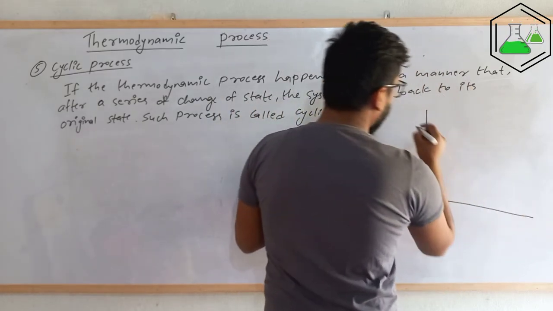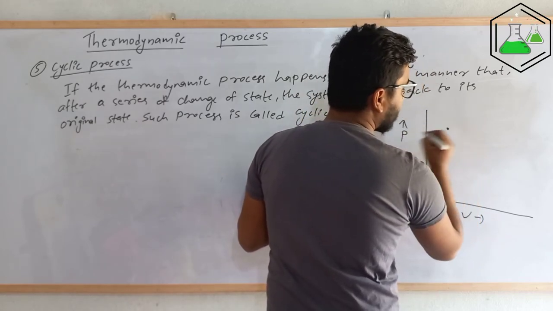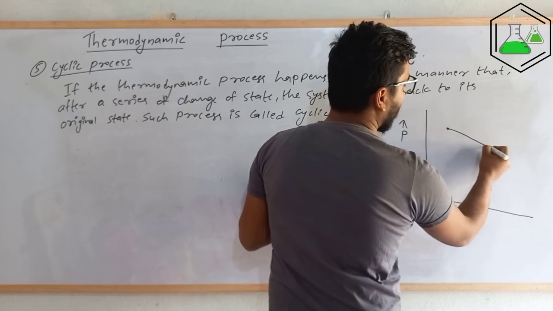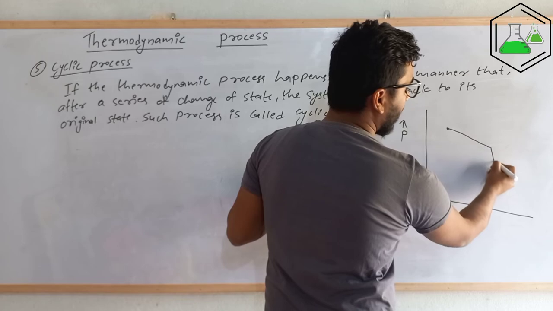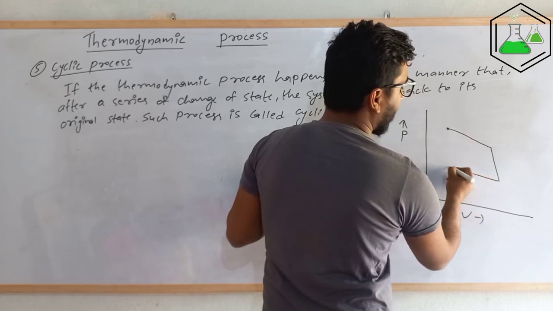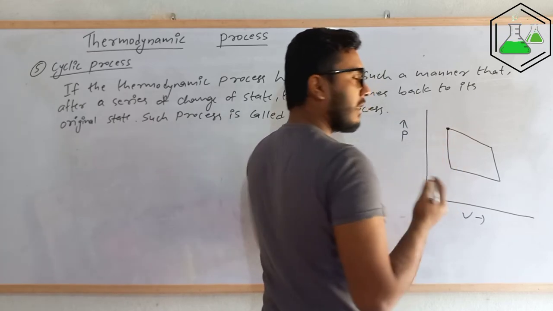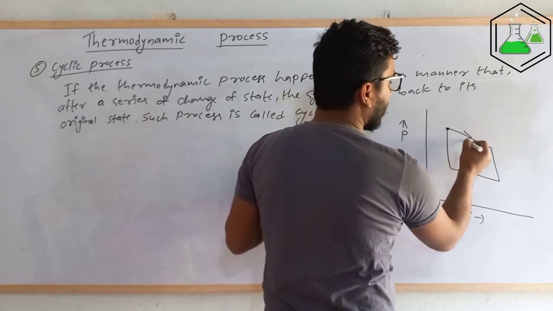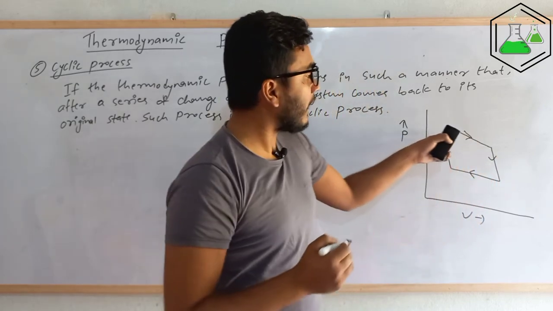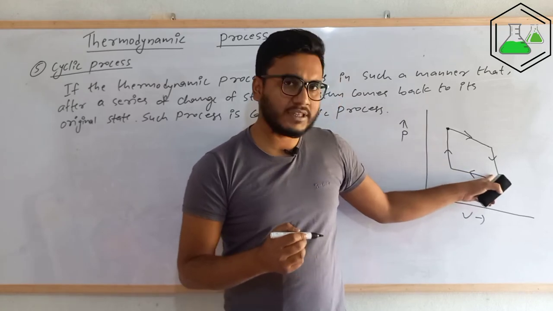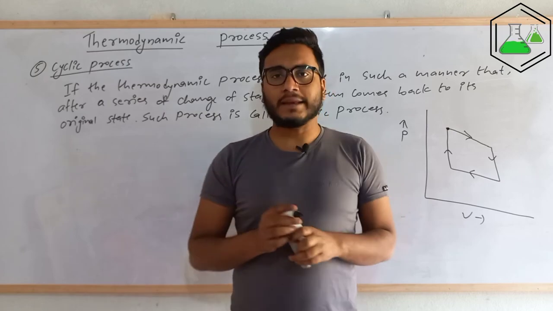Graphically, if we see, we get a graph like this. Suppose this is the starting point, then either by expansion or compression, we get a graph like this, then we get another graph, and finally this ends on the same state as it was originally. So the process might happen in this way. It starts from here, and after a series of change of its state, it reaches there again. So this type of process is called the cyclic process.